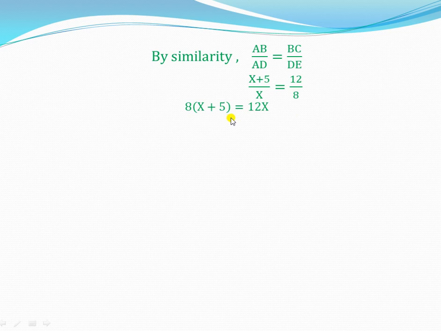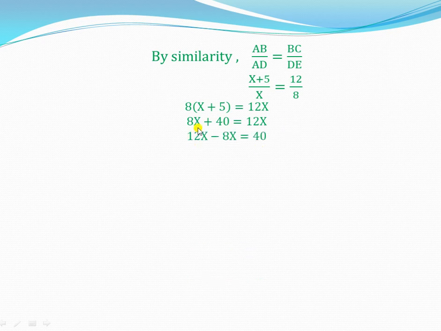Open the bracket on the left hand side. So 8 times x will give us 8x, and 8 times 5 will give us 40, which equals 12x still. Then here we simply solve for x, but remember we have 8x and we have 12x. So what you do, you collect the like terms.